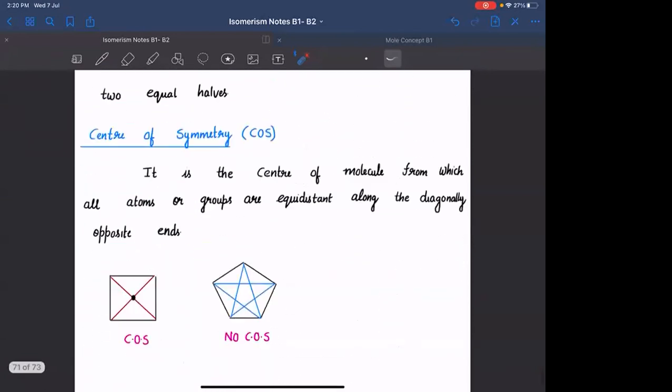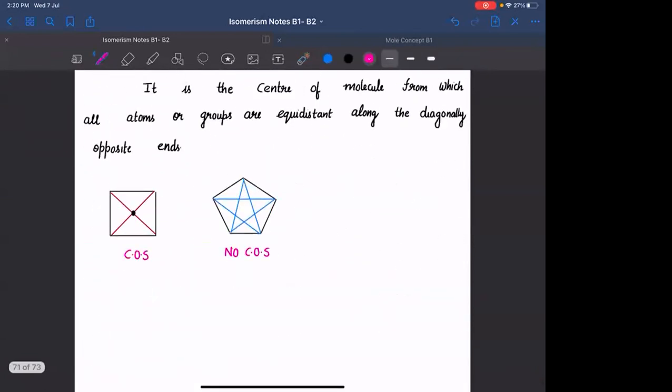Similarly, if you take a 6-membered compound, or if you take a hexagon, okay, if you draw all body diagonals, this is a diagonal, ये एक diagonal हुआ.